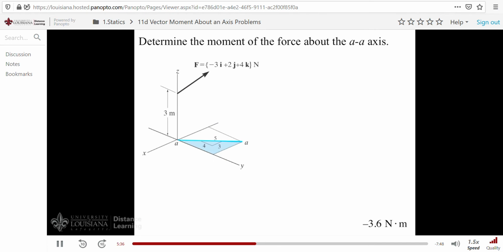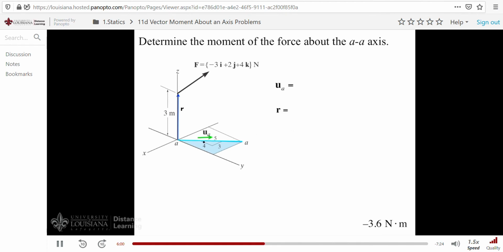All right, now let's consider this one, where we want to find the moment of this force around the AA axis here. Well, to do it, we have to define our axis using a unit vector u sub a, and we need a position vector. There's really only one to choose, and that would be this one. Let's write these out. U of a can be determined. The magnitude of it is 1 unit.